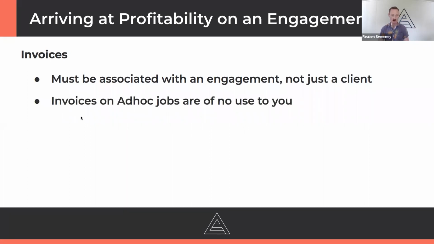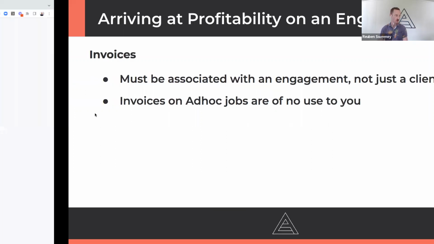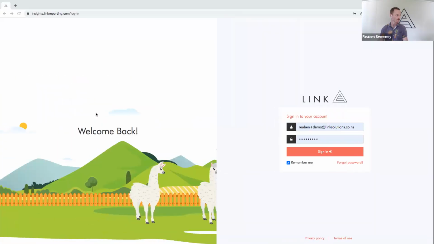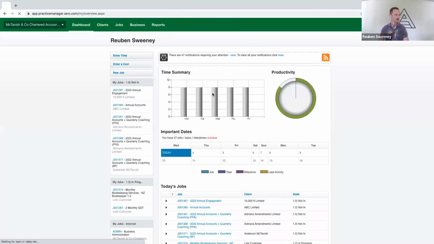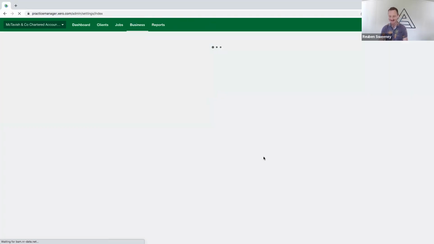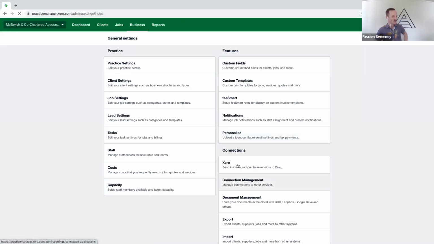Invoices on ad hoc jobs are of no use to you. This is another common one. Unfortunately, there's a button in the Xero settings in your XPM. I'll show you where it is actually. We've got time. Under business and settings. If you click along with me, you'll be able to turn this off with me. Cool. Click on Xero. Turn it on if you want to destroy all of your reporting.